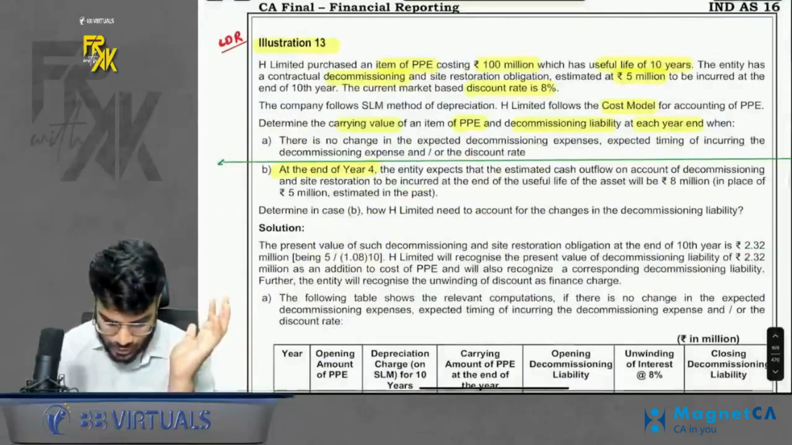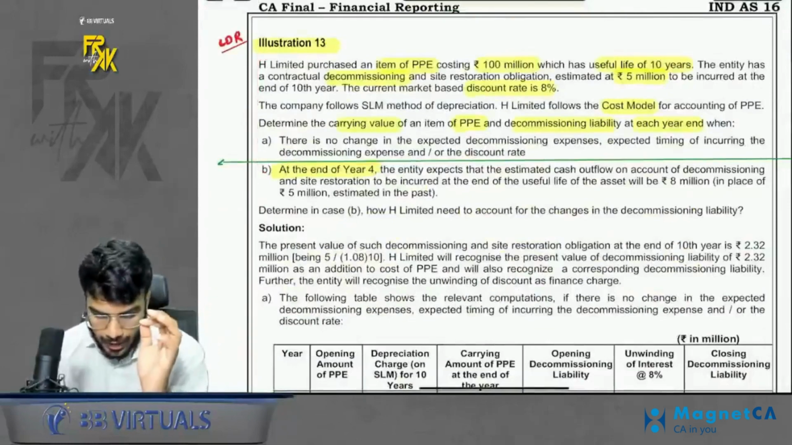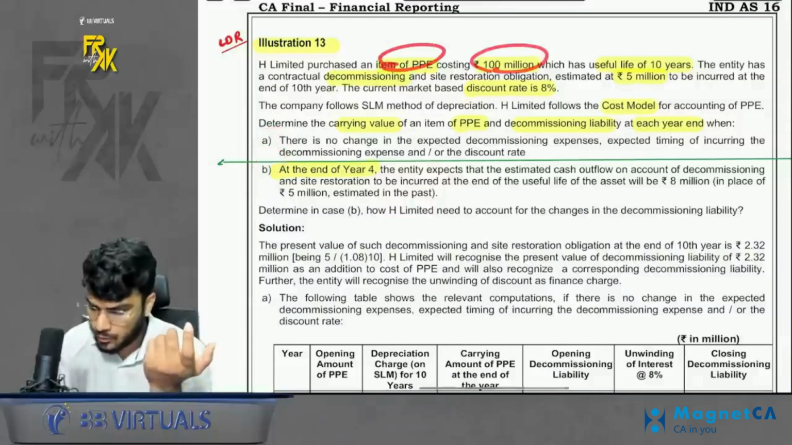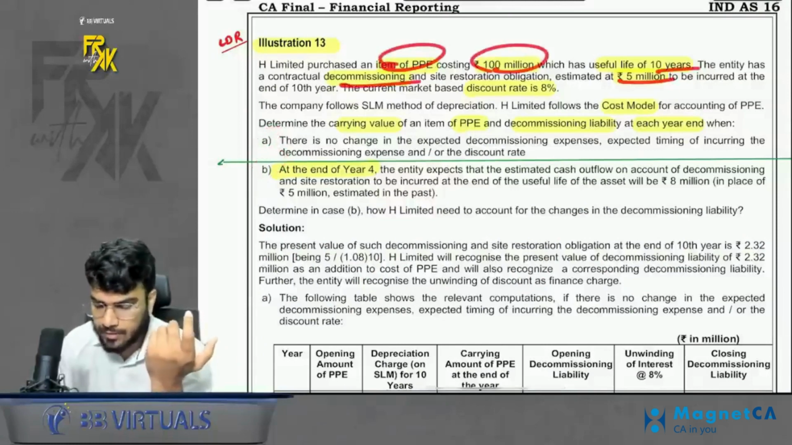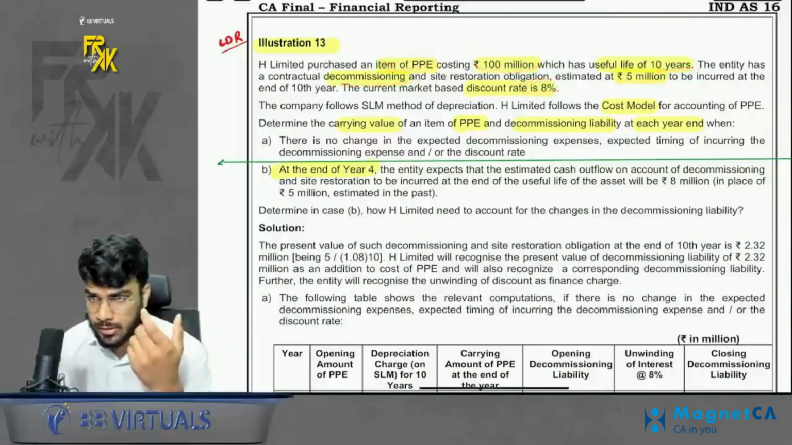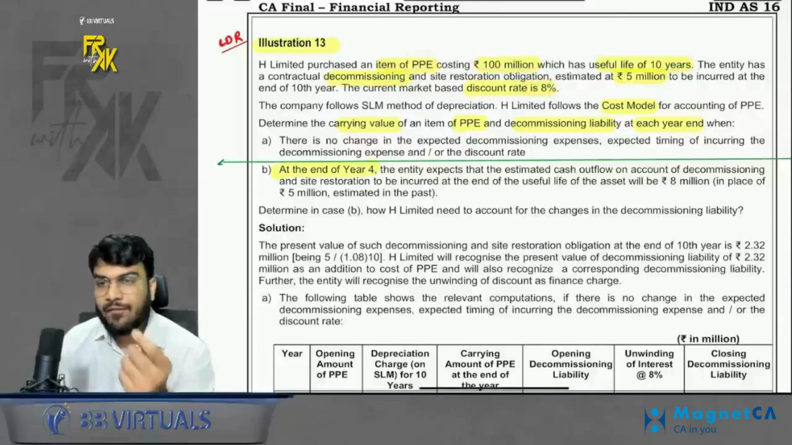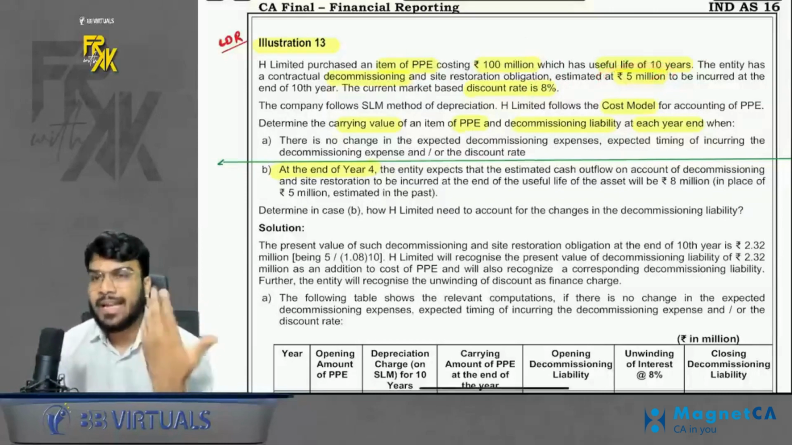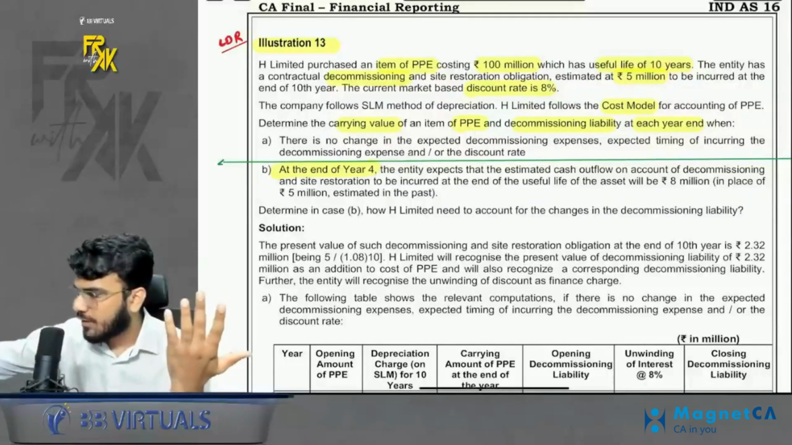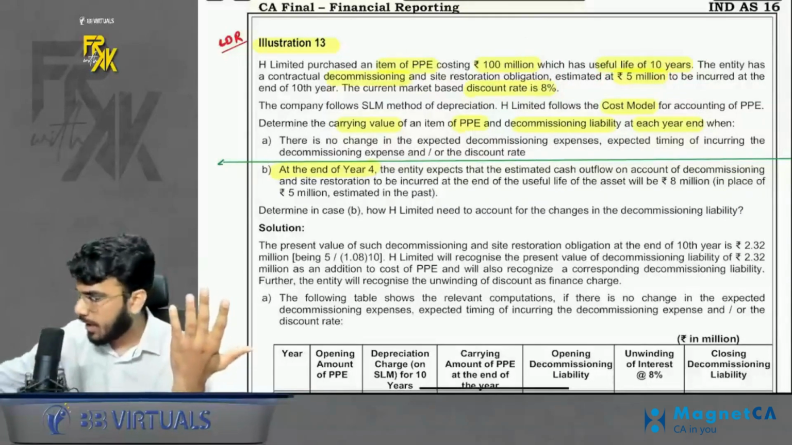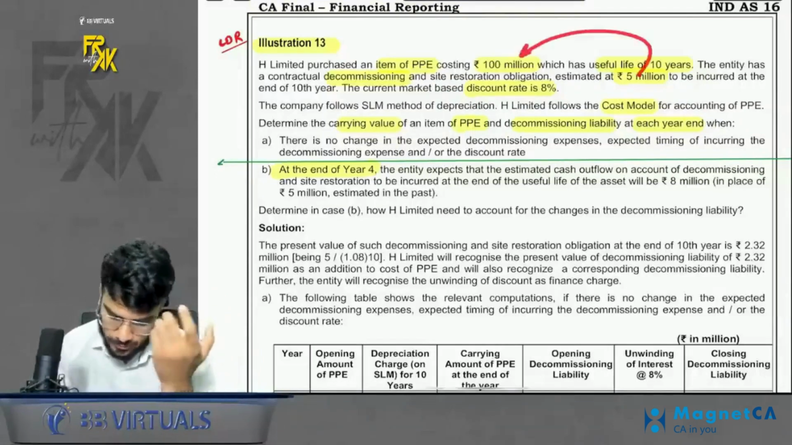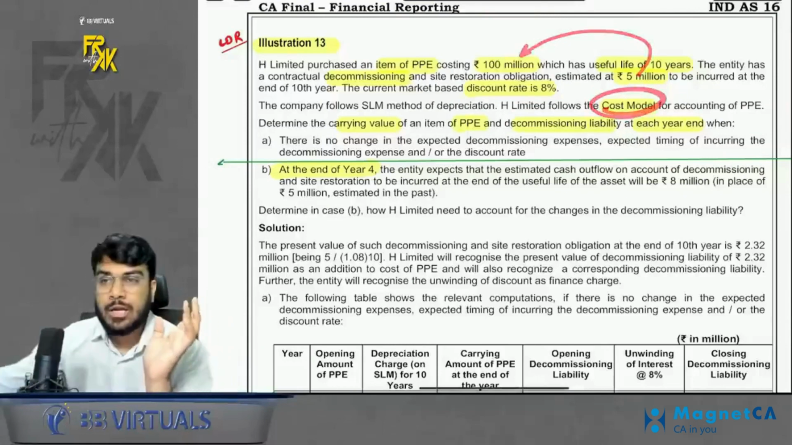Now we move towards illustration number 13. A good question categorized into case A and case B. What is this question all about? We have a PPE worth 100 million, useful life having 10 years, decommissioning of 5 million, discounted at 8%. So what needs to be done now? It says that decommissioning is 5 million incurred after 10 years. So now what we do is we first have to find the present value. Okay. We will find the present value first and then we will add the present value to the cost of the asset. Done, sir. They are saying that we are following cost model.